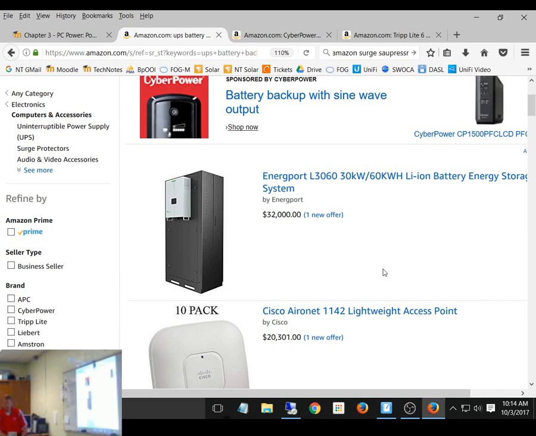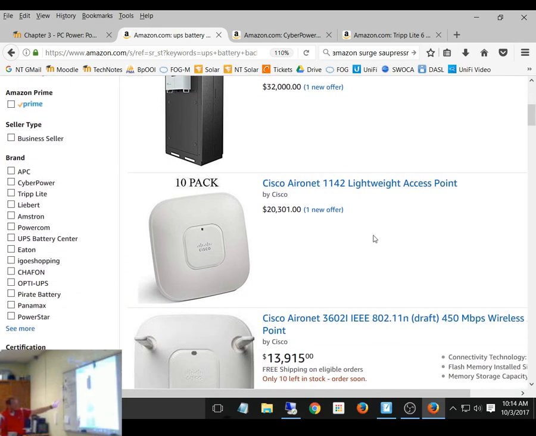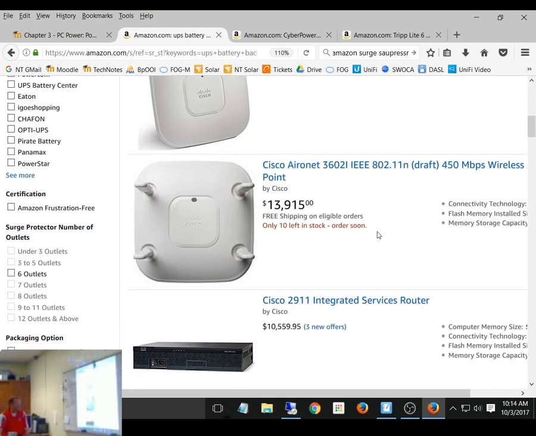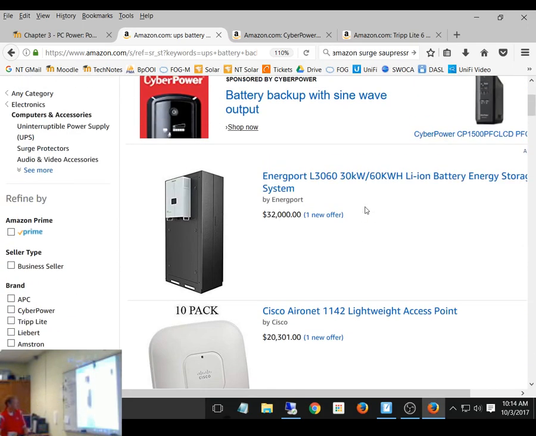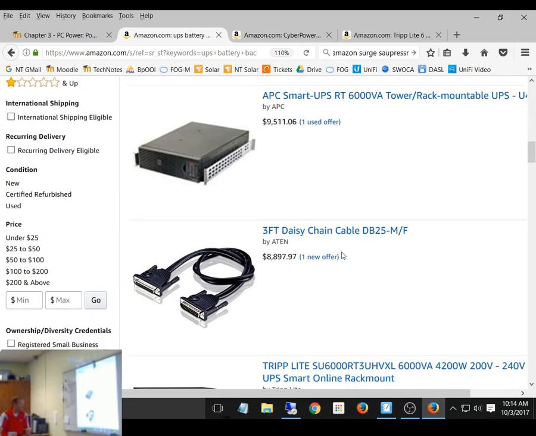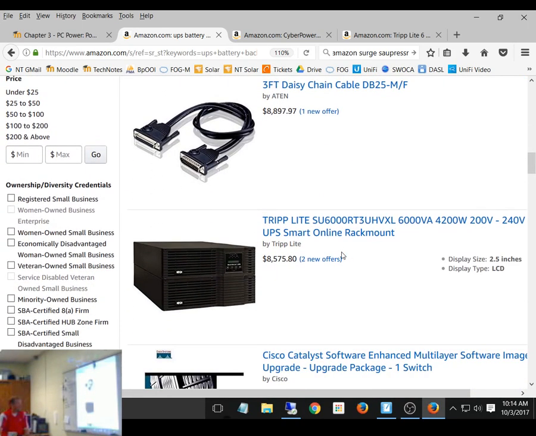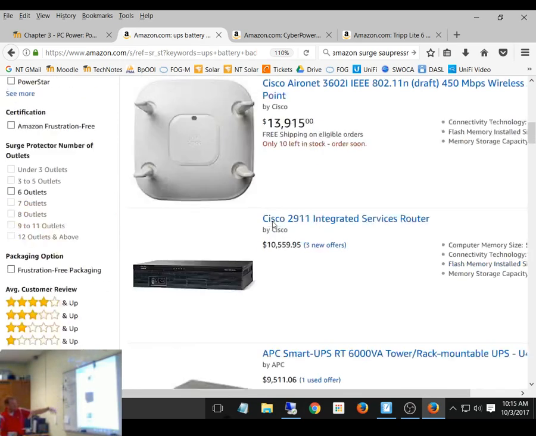$32,000, okay? We don't have any of that, but I don't even know what that is. 10 pack for $20,000, and why is it even showing up in this? I don't know. These are UPSs, there we go. There's a nice $10,000 one. I don't even know. They're hoping somebody buys that. So you can see that they can be very, very expensive.